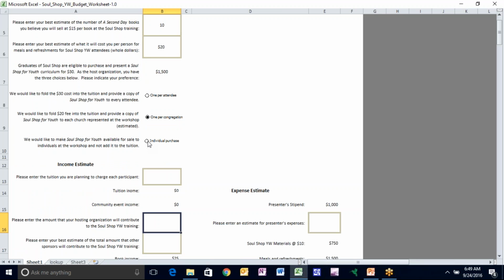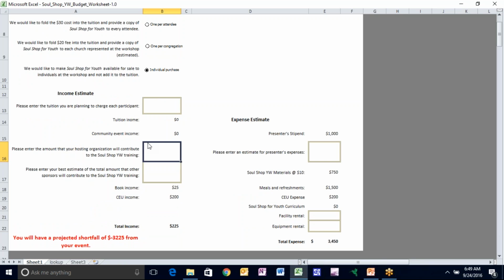Let's say that you make this Soul Shop for Youth curriculum a matter of individual purchase. So we're going to click individual purchase. And let's say that you're charging $50 for tuition for folks to come, that your organization can provide $500 as a contribution to this effort, and that you think in the community there are going to be sponsors from whom you can raise an additional $500. So that really establishes what you've got on the revenue side.